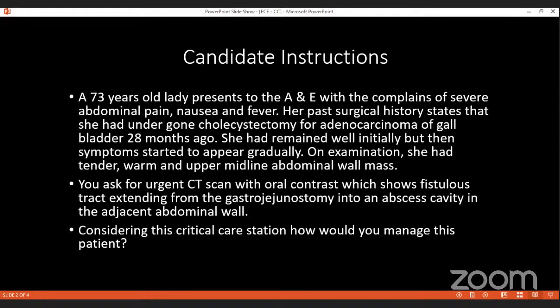Right, if you have read and understood and considering it critical to your station, kindly begin your station and tell me how would you manage this patient. I'll be managing this patient according to the ABCDE approach. I'll make sure the patient has an adequate airway and is adequately breathing. Afterward, I'll make sure the patient has 2 large bore IV cannulas and is being adequately resuscitated.